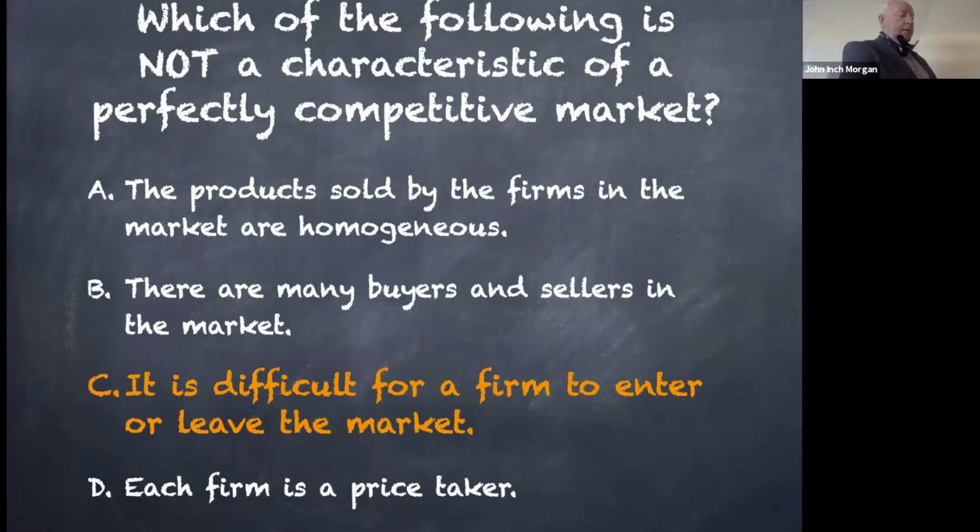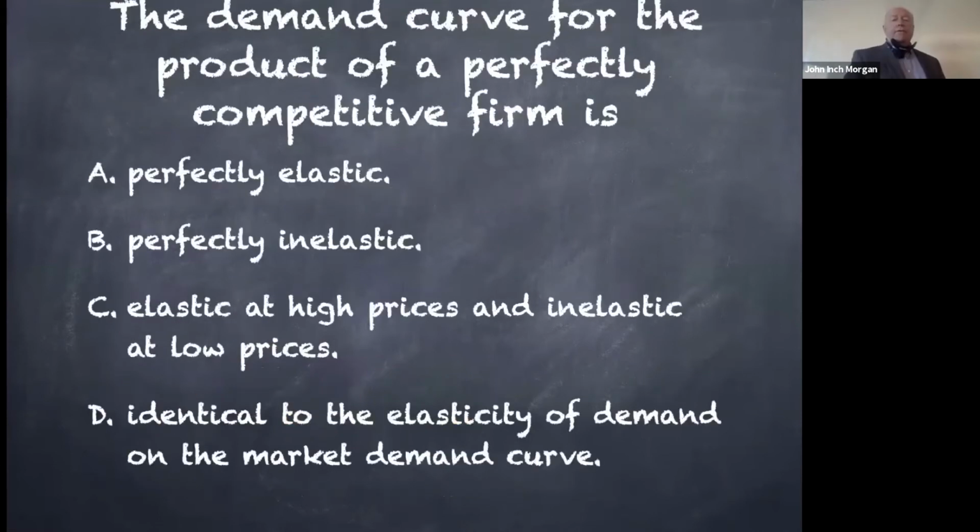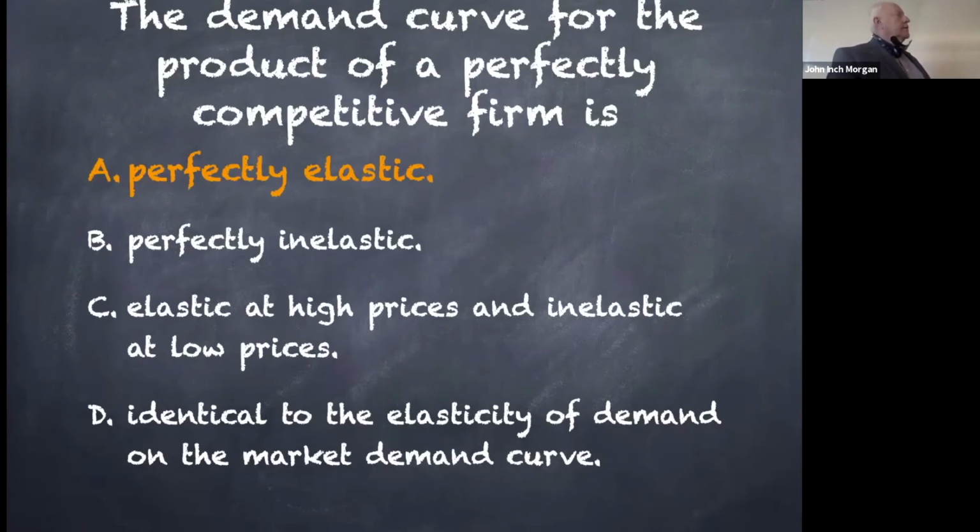Okay. Next one. The demand curve for the product of a perfectly competitive firm is, and I'll give you a moment to take a look at those. Come up with an answer. And the real answer is perfectly elastic. So the demand curve is horizontal, perfectly elastic if we were to put it in a little bit different way.